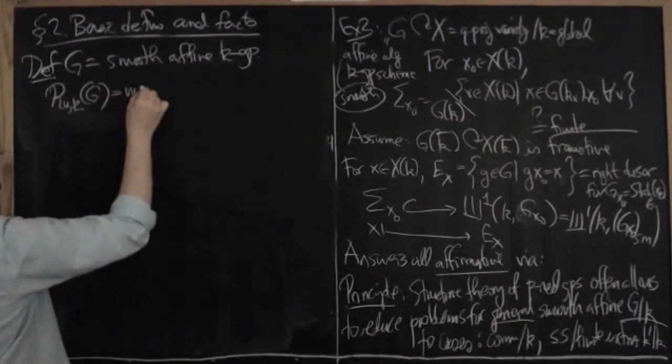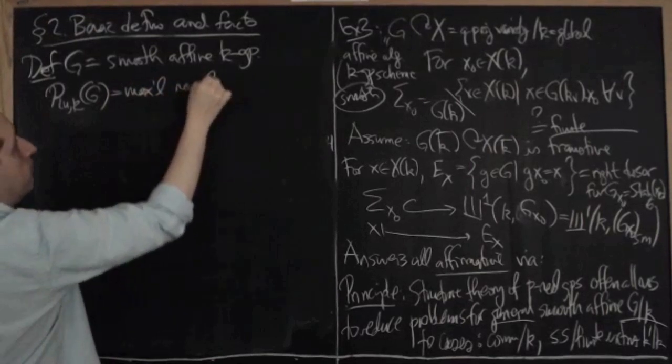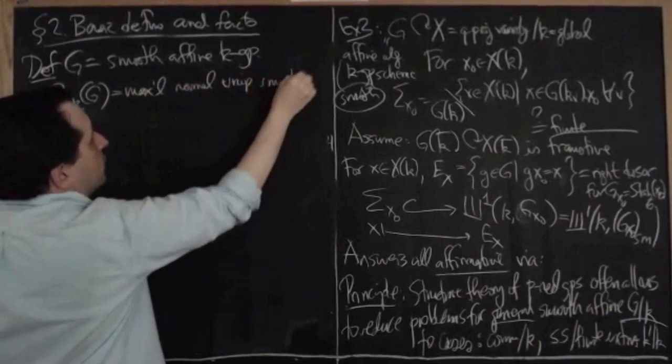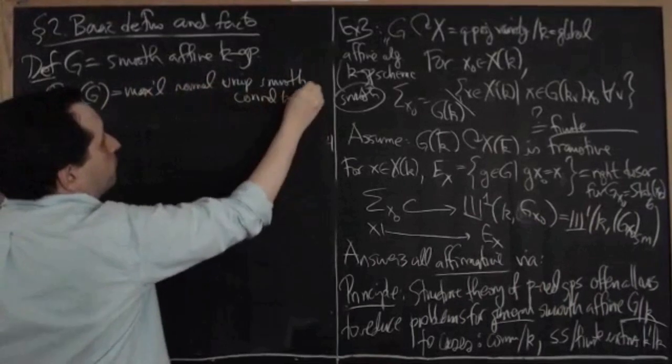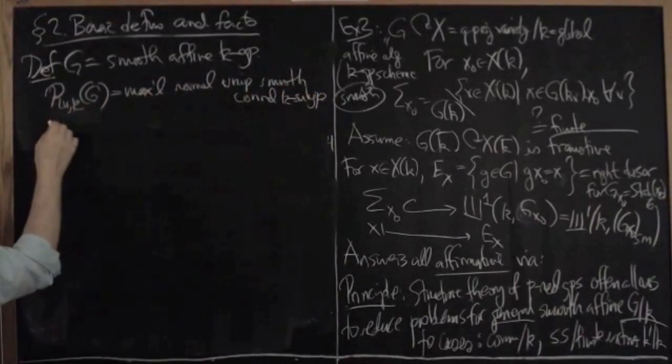And this is going to be the maximal normal unipotent smooth connected k-subgroup of G. Okay? And so we call this the k-unipotent radical.